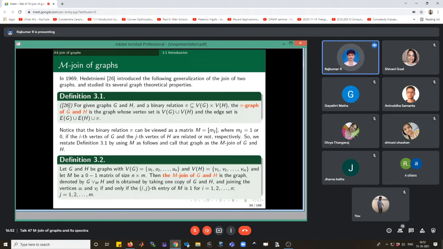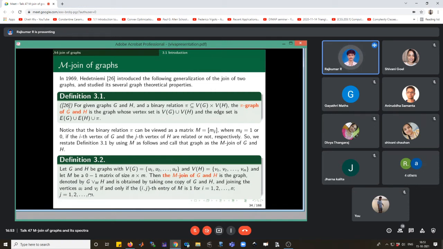So we can restate this definition of the pi graph of G and H in terms of matrix notation as follows. Take two graphs G and H with vertex set of G as v1, v2, ..., vn and vertex set of H as u1, u2, ..., um, and take a matrix M as a 0-1 matrix of size n by m, because G has n vertices and H has m vertices.